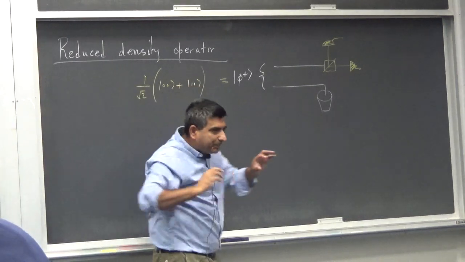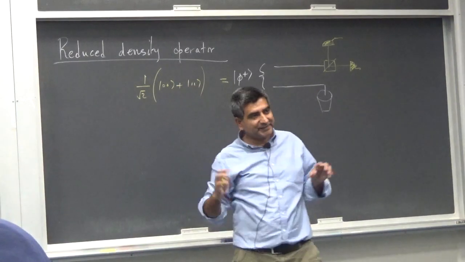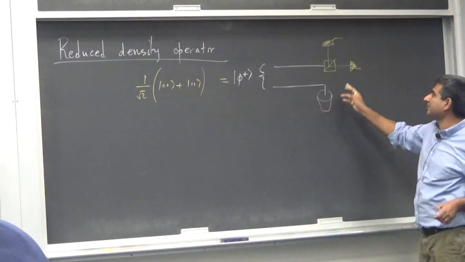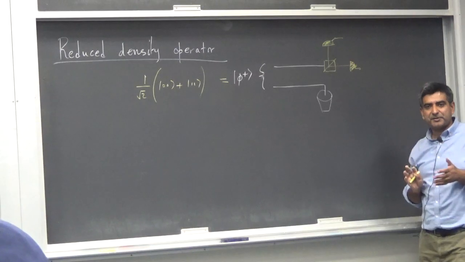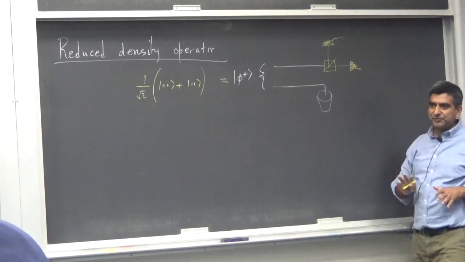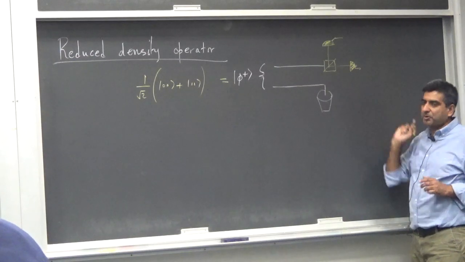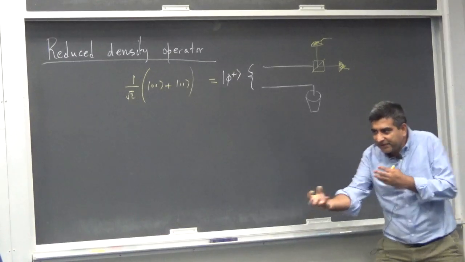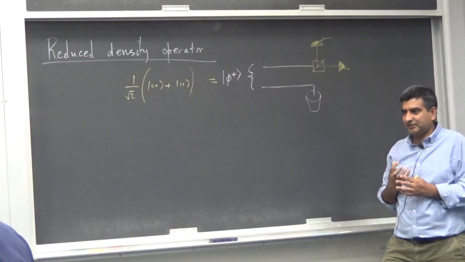I am inputting a pure quantum state, which is entangled as well, into this two-channel system, but I'm ignoring one. So only Alice is making a measurement on her qubit, and she has nothing to do with what Bob is doing. So this is Alice, this is Bob. Now, what does Alice see?